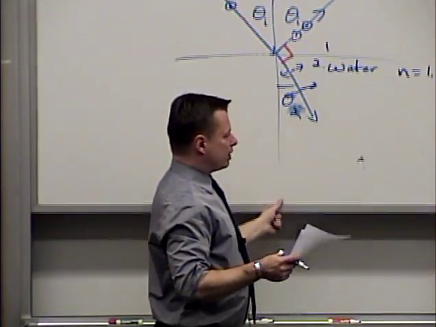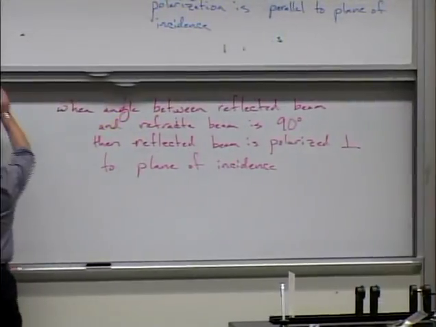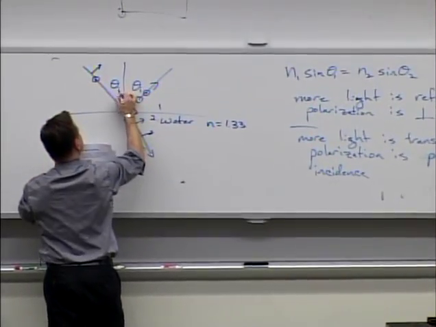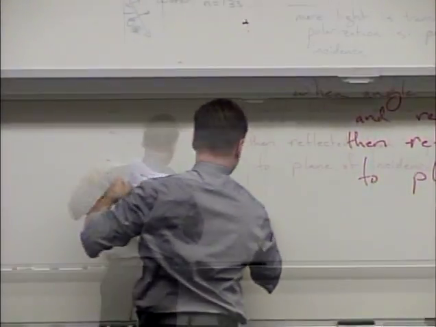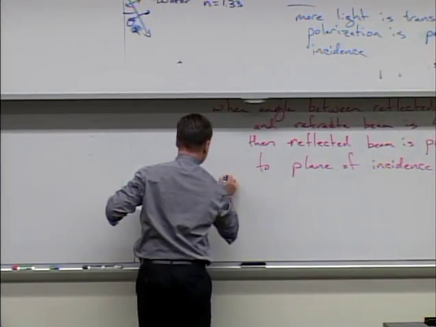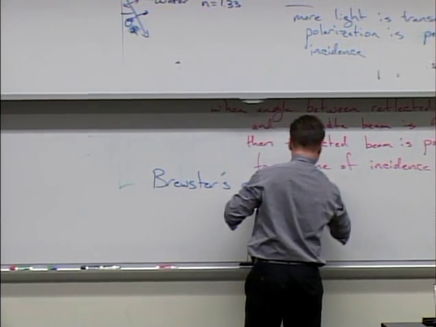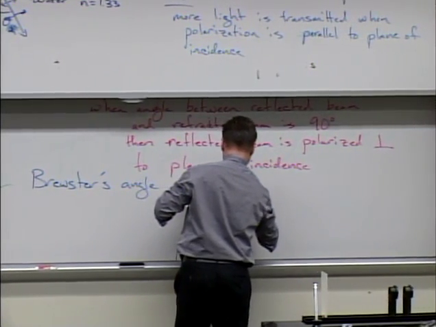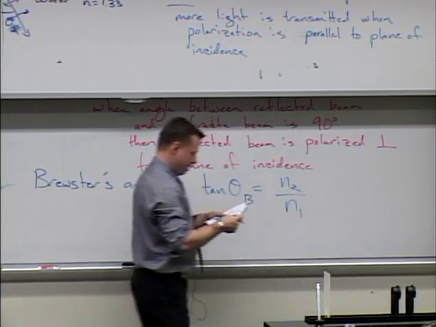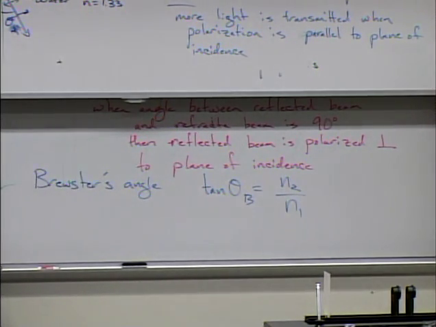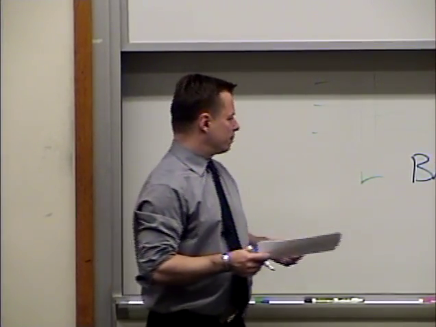And this is a special angle. It's called Brewster's angle. You have to have a special angle where this occurs. Theta sub b we call Brewster's angle, and it's given by tangent theta sub b equals n2, the index of refraction of the water, divided by n1, the index of refraction of the air. I could work that out for you. You can work it out for yourself, and you can see it in the textbook.